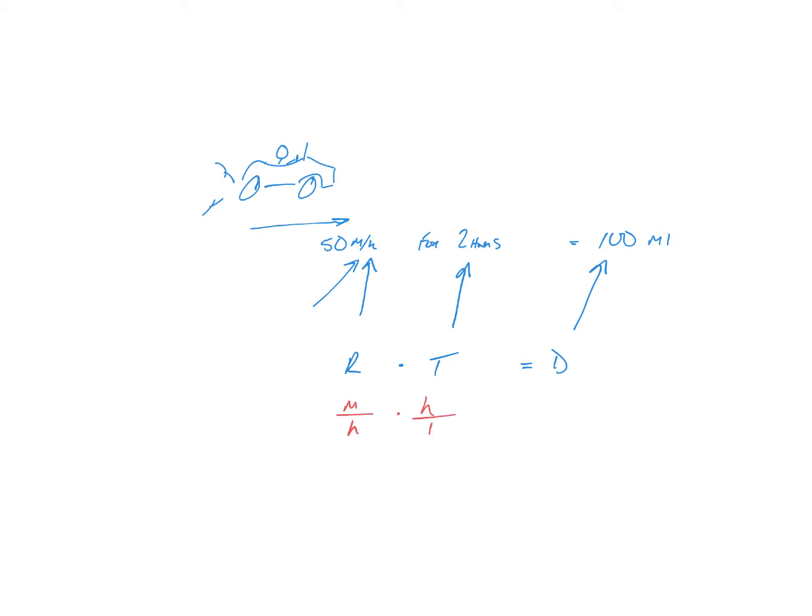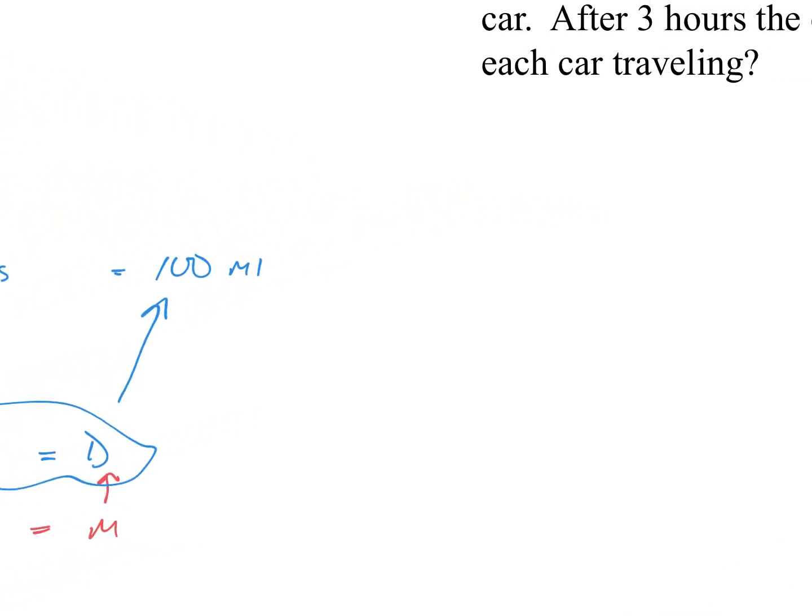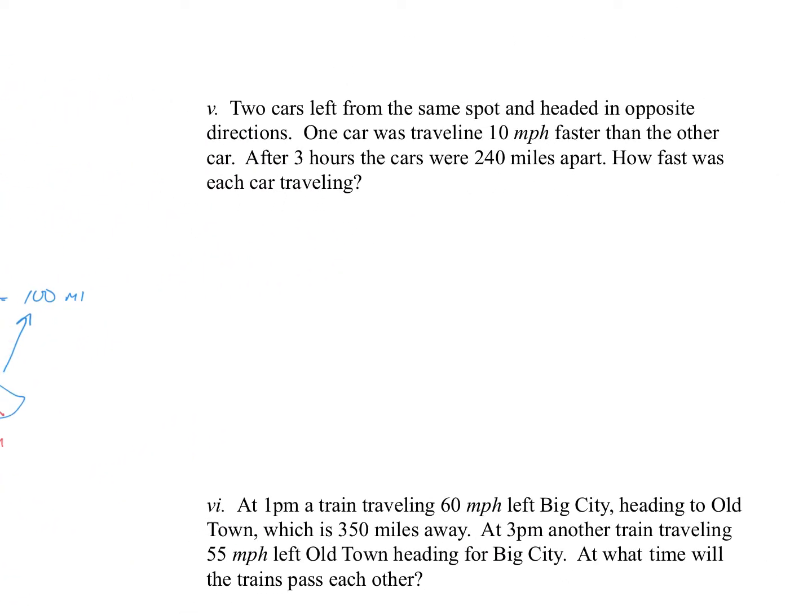So if I were to multiply these two things together, what would happen? Well, you've got miles divided by hours times hours divided by 1. So ultimately here you have miles times hours over hours. Those two things cancel each other out. Hours divided by hours is just going to leave you with 1. So you just end up with miles or distance. That's why this happens. So it's very important for us to remember this little formula, that rate times time equals distance.